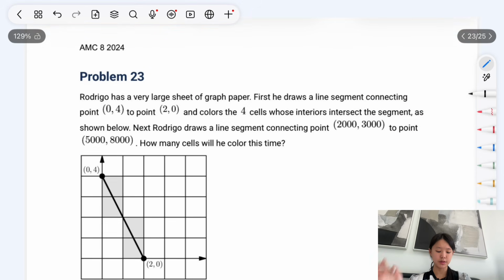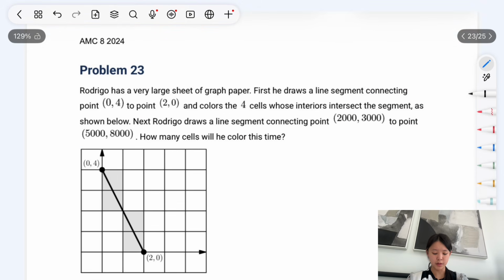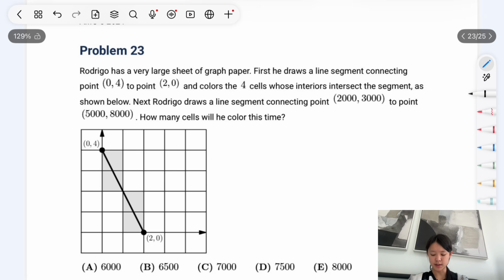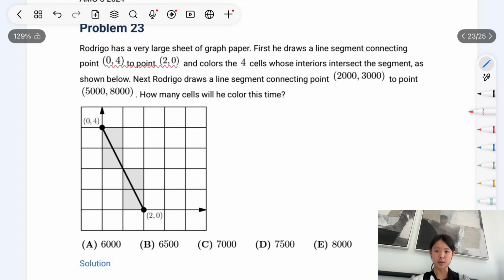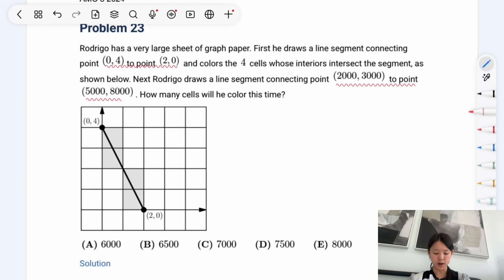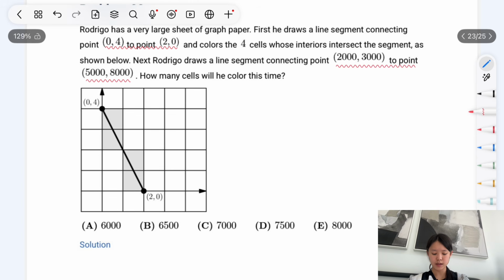Problem 23. Rodrigo has a very large sheet of graph paper. First, he draws a line segment connecting 0,4 to 20,20 and colors the 4 cells whose interior the segment cuts through. And then he connects 2000,3000 to 5000,8000. And he wants to ask how many cells will he color this time.